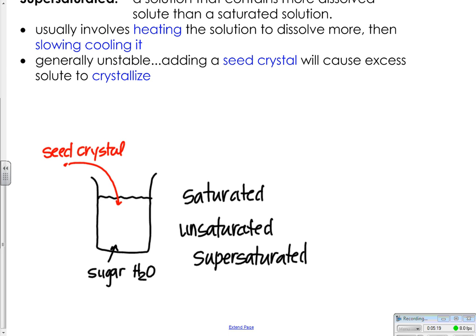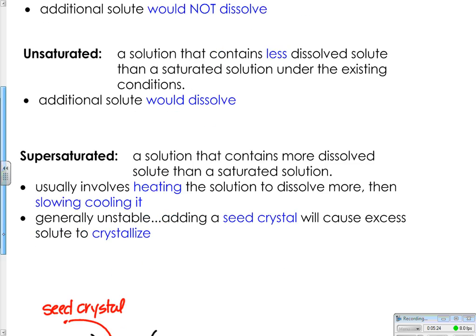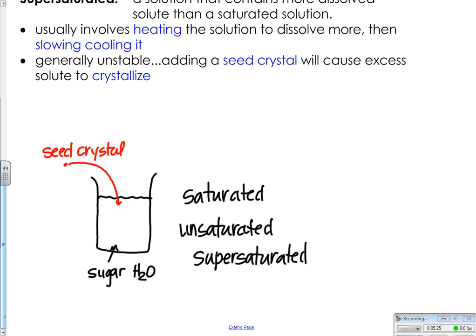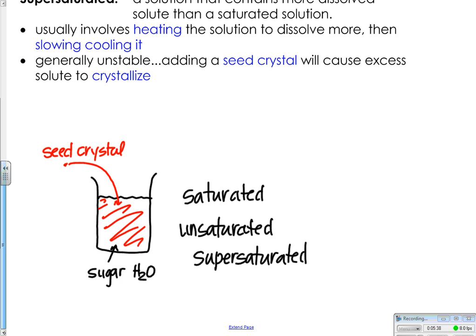If it's unsaturated, that seed crystal should dissolve. So that means our solution was unsaturated. And if it is supersaturated, it's going to do something unique. It's going to cause this entire thing to crystallize. And we're going to hopefully get a chance to see that in lab one of these days soon.